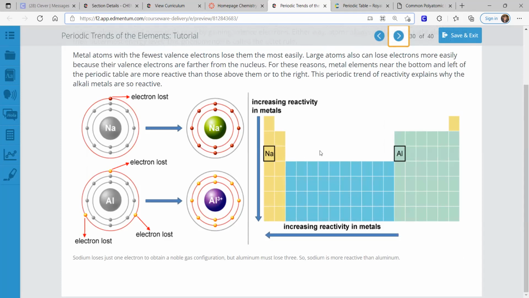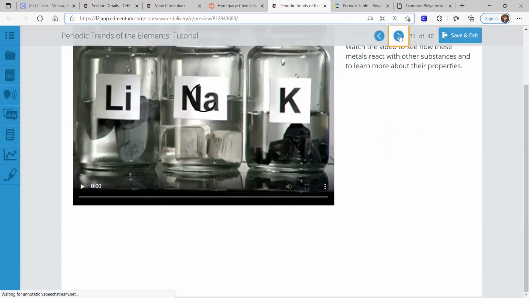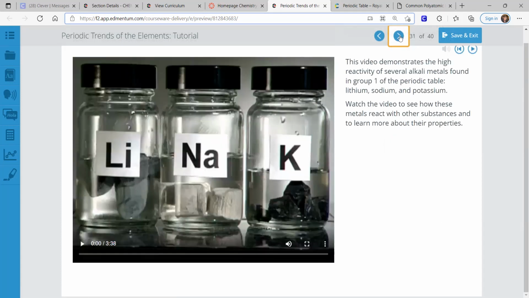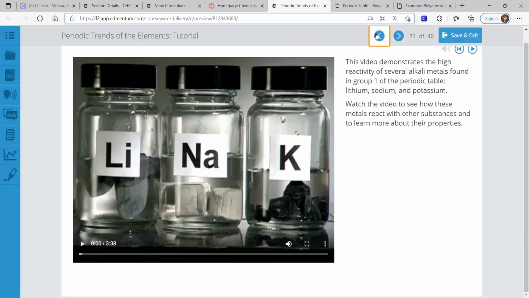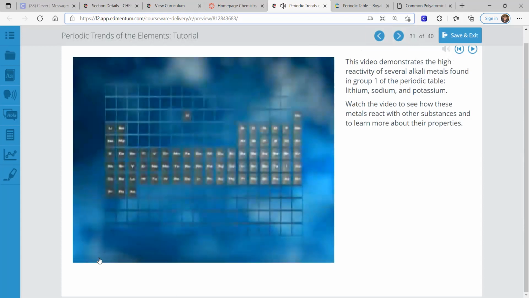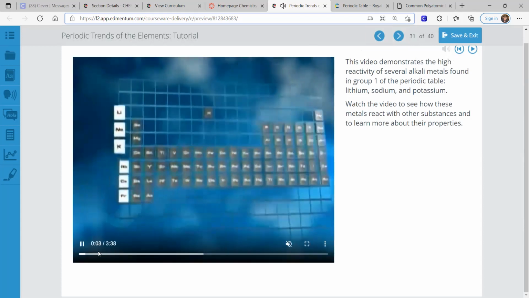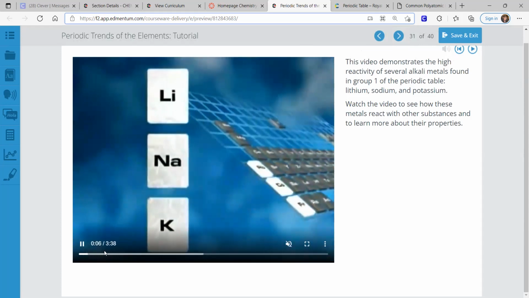Sodium is more reactive than aluminum is. For example, you should go and watch this video and see how reactive some of these metals are. These ones are very reactive, and it'll show you how reactive they are in comparison with one another too.